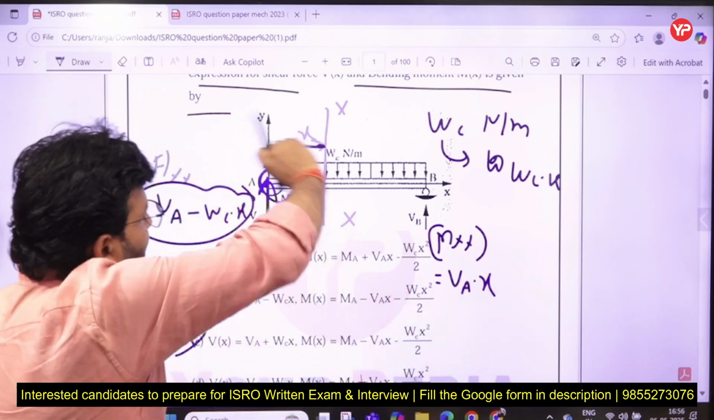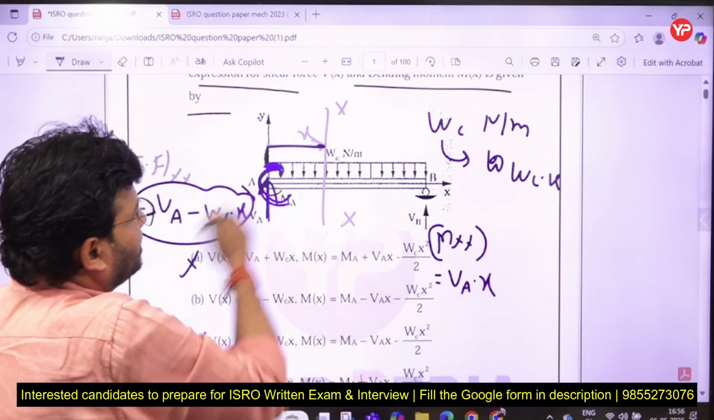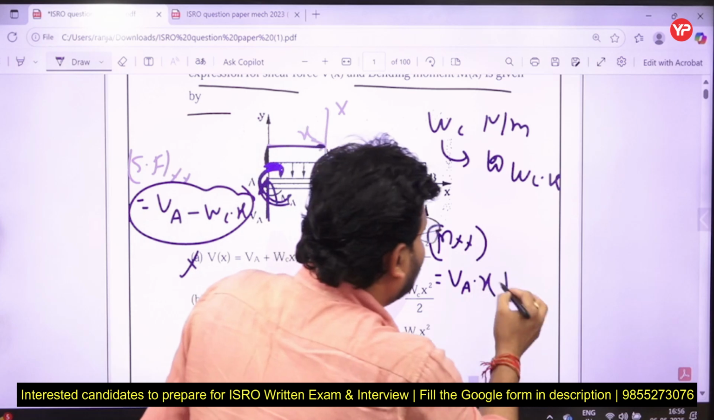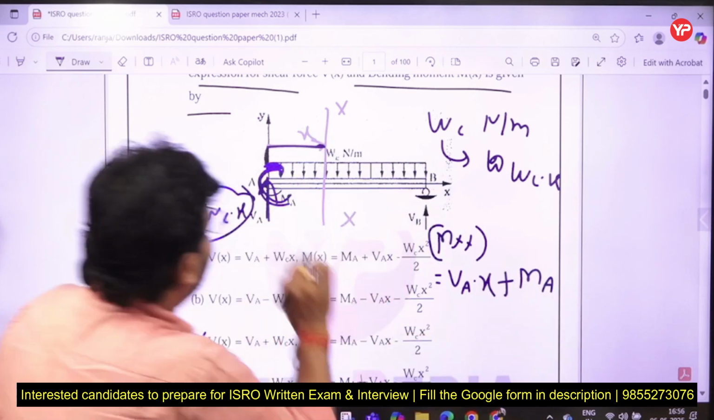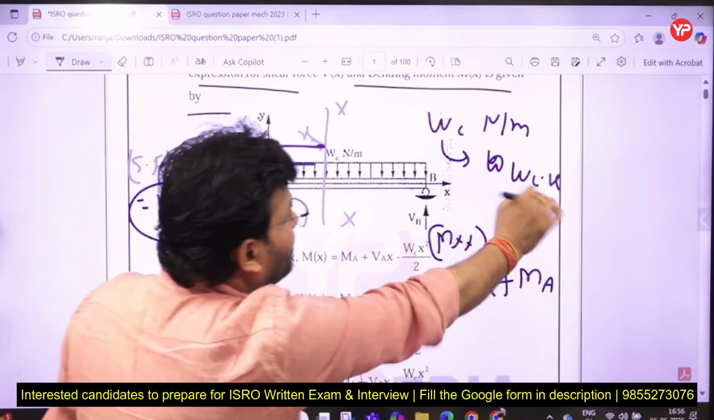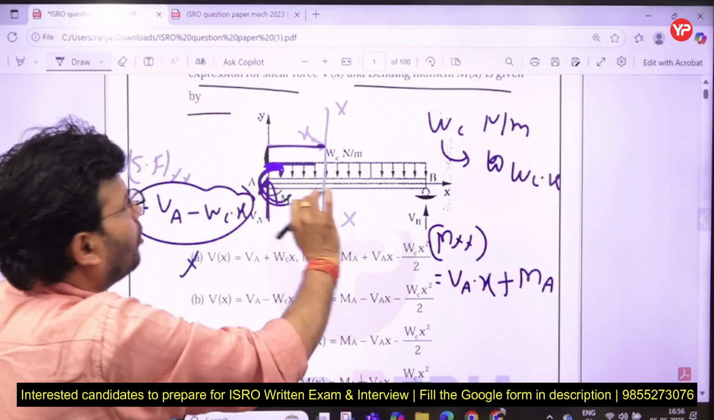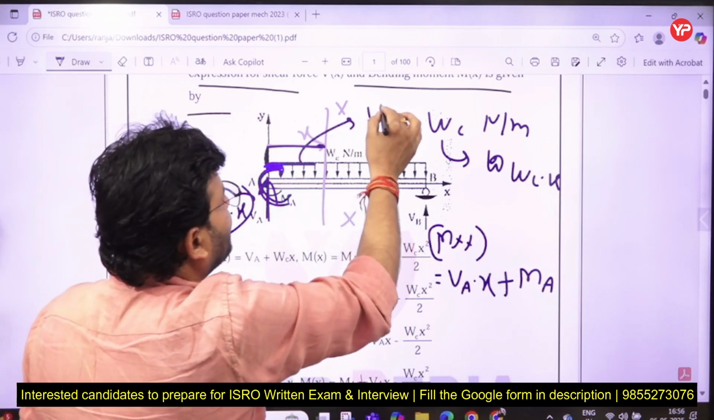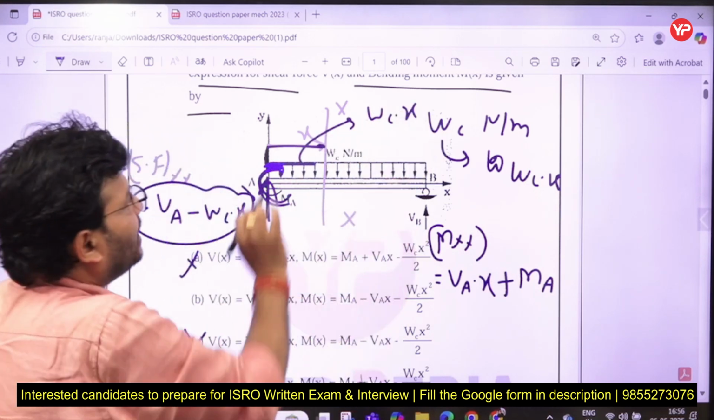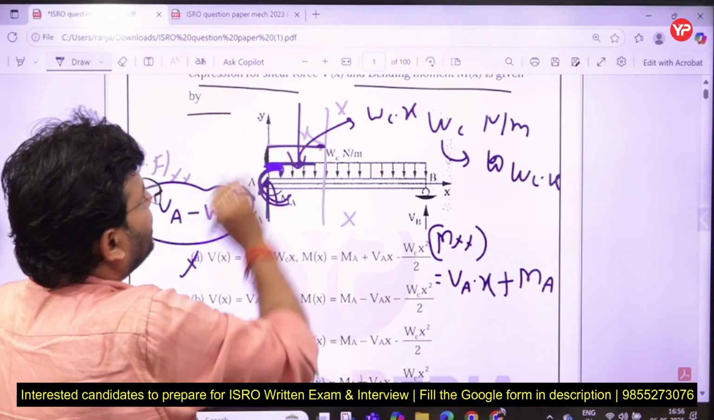And MA, here you can see one couple, a concentrated moment, MA, so it will be positive, simply MA. But what about the distributed force WC Newton per meter? In x meter, how much force will there be? We can say WC into x. But what is its line of action? It will be at the center.